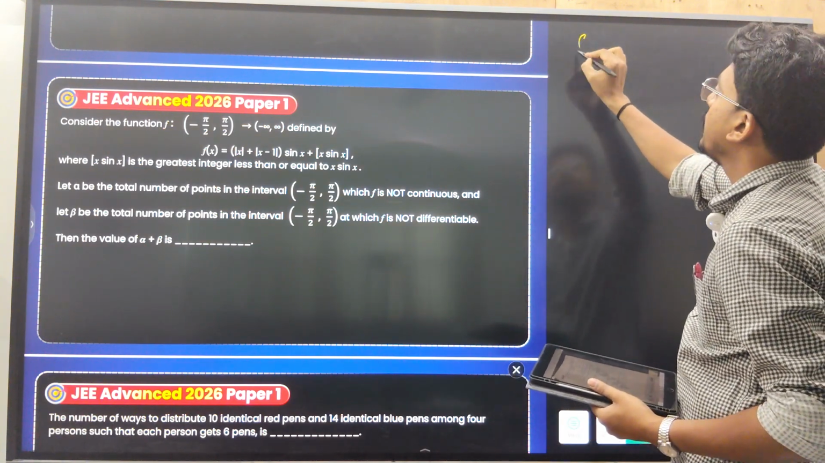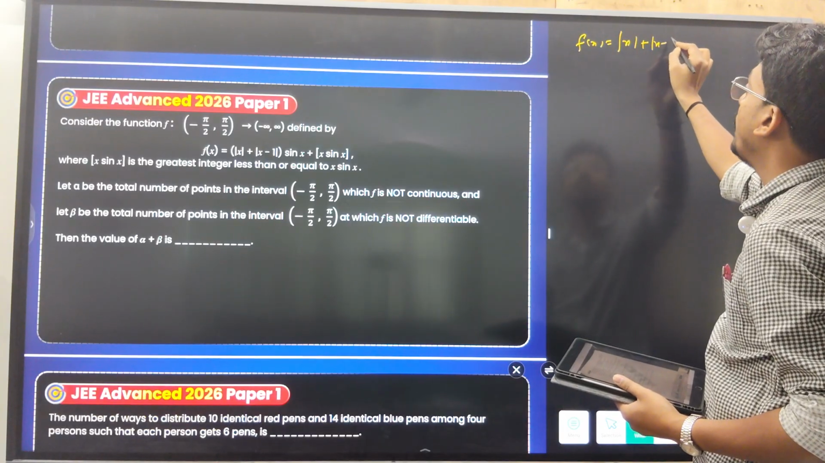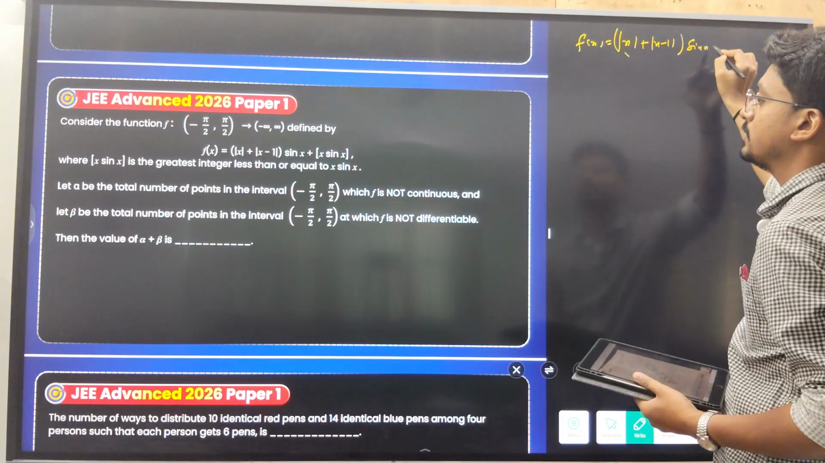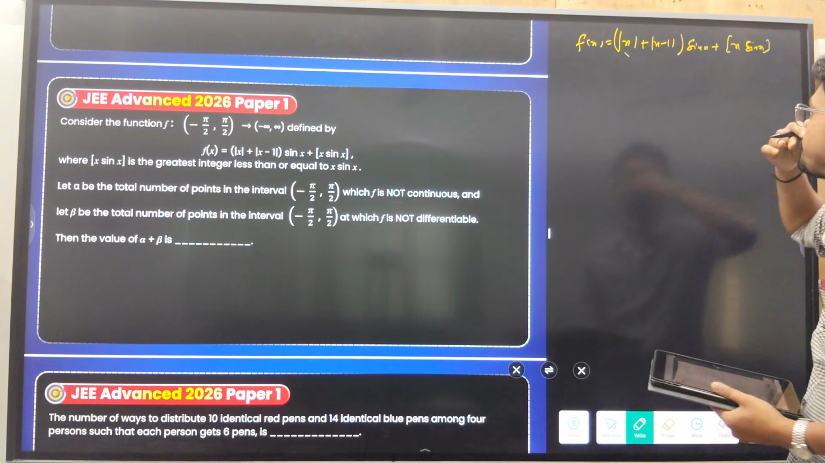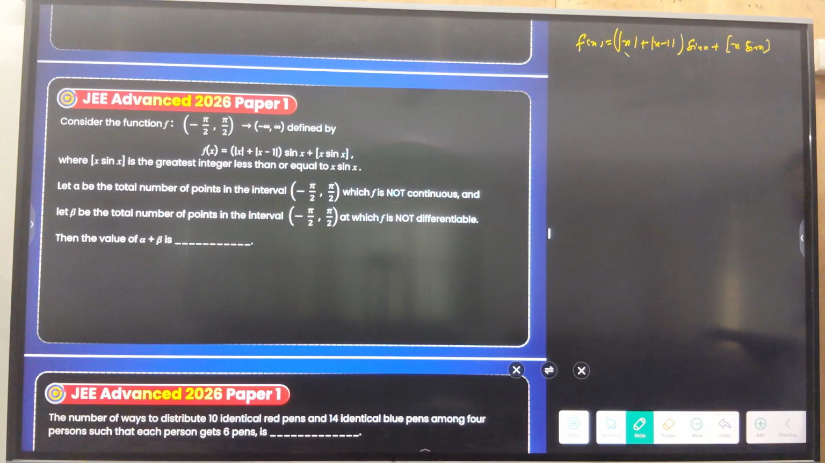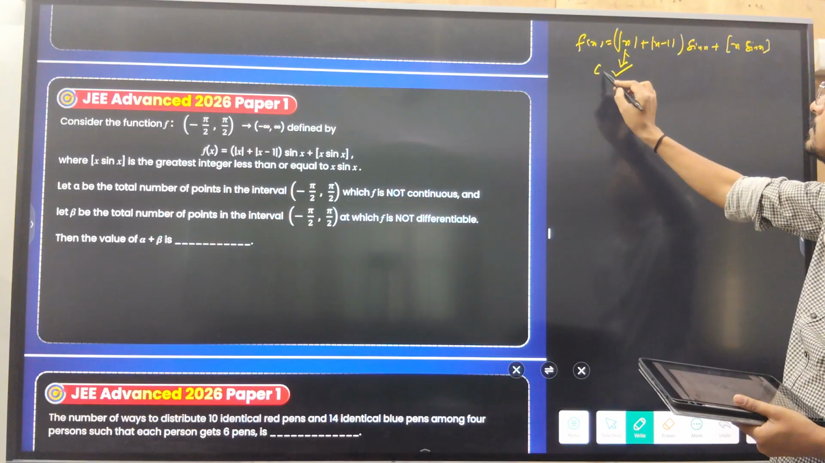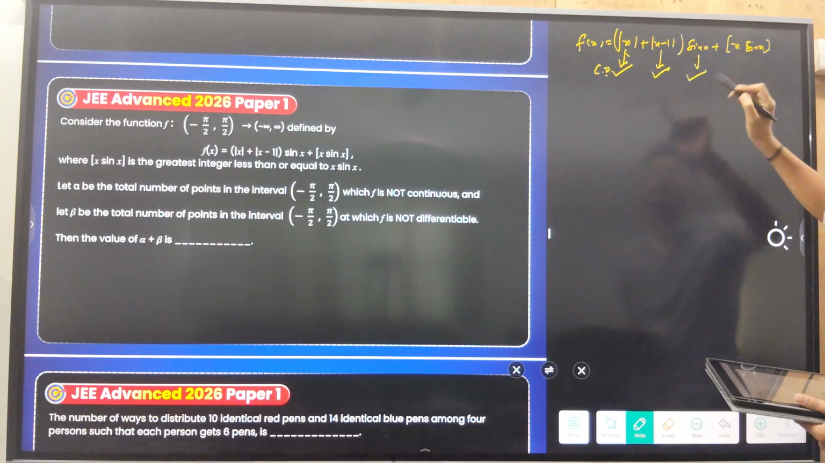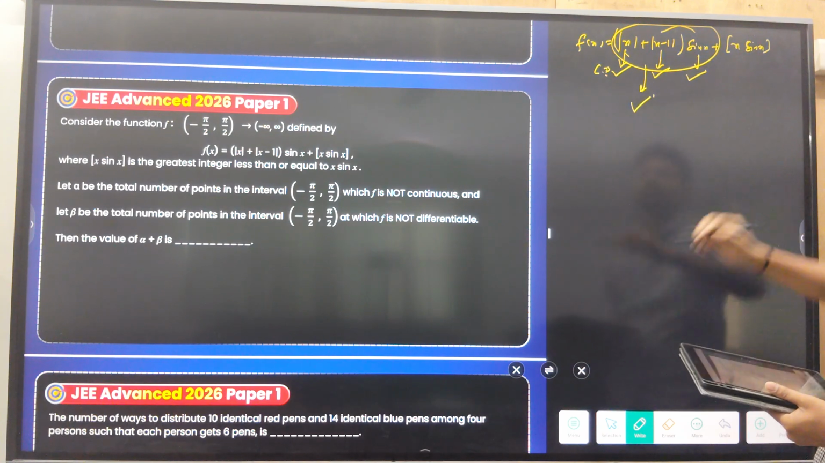This is given: f(x) equal to mod x plus mod x minus 1 times sin x plus box of x sin x. If we break this function, then we can easily see that this part is continuous everywhere. This is also continuous everywhere. This is also continuous everywhere. So this function is continuous.